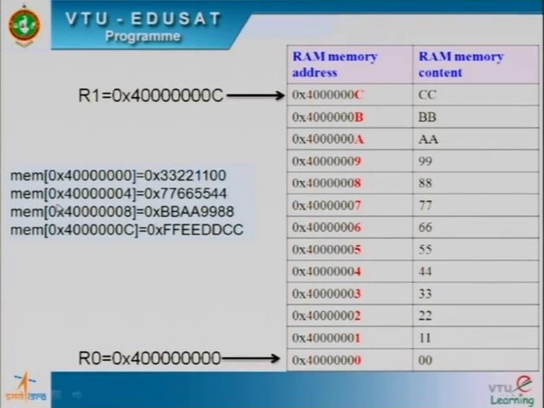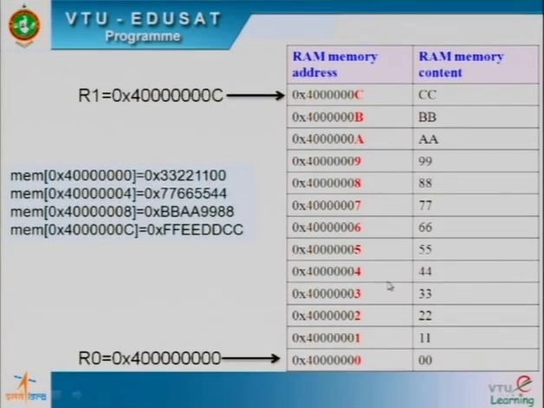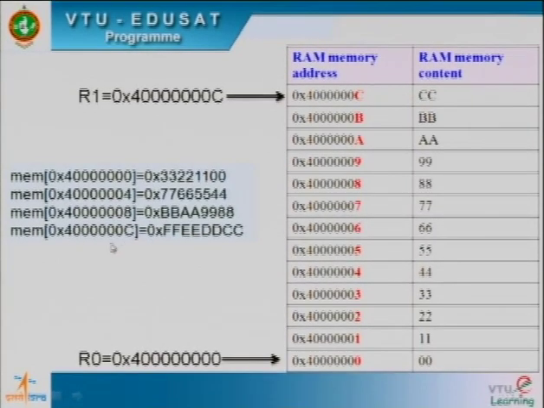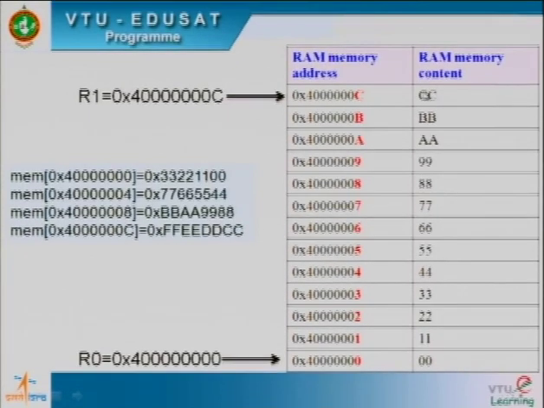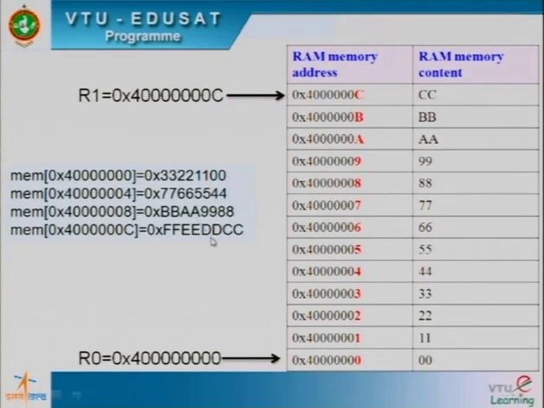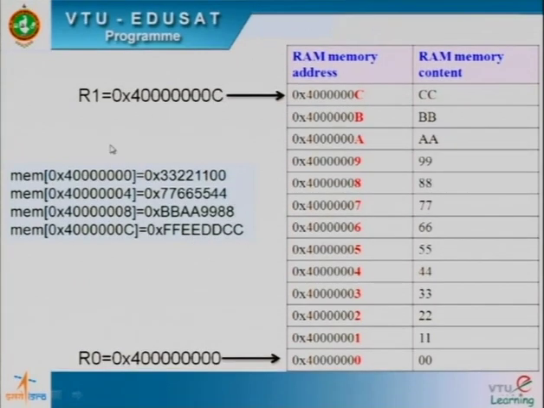Next, the memory location incremented by 4, 0x4 followed by 6 zeros and 4, will hold the value 77, 66, 55, 44, that is from 44, 55, 66, 77. Similarly, 0x4 followed by 6 zeros and 8 will hold the value from 88. And 0x4 followed by 6 zeros and C will hold FF, EE, DD, CC, wherein only the CC content is shown here. The remaining we have assumed, after CC are the D, E, F locations, whose contents are DD, EE and FF. So this is the memory structure we will consider for all the upcoming examples.